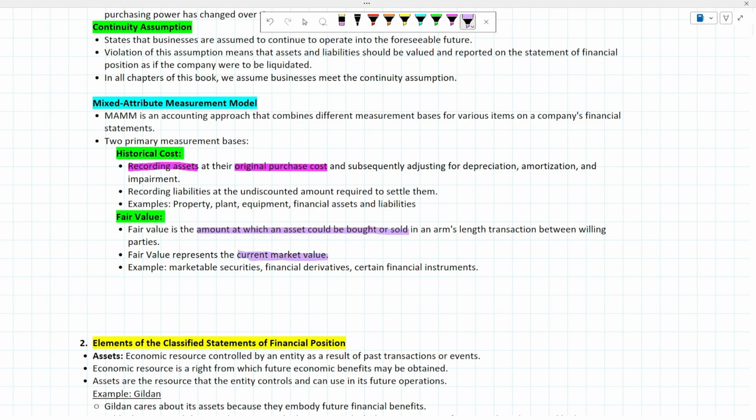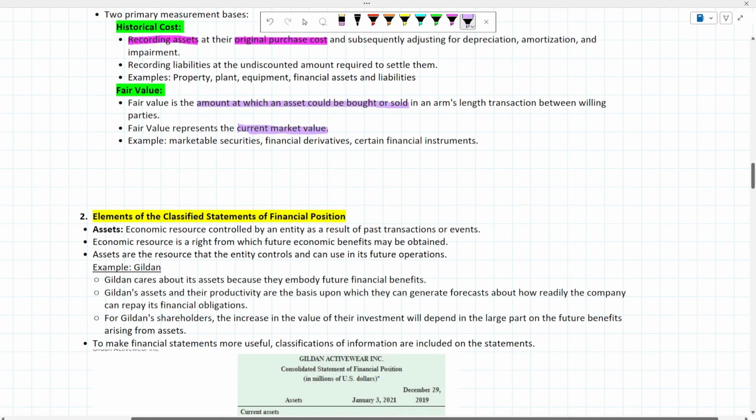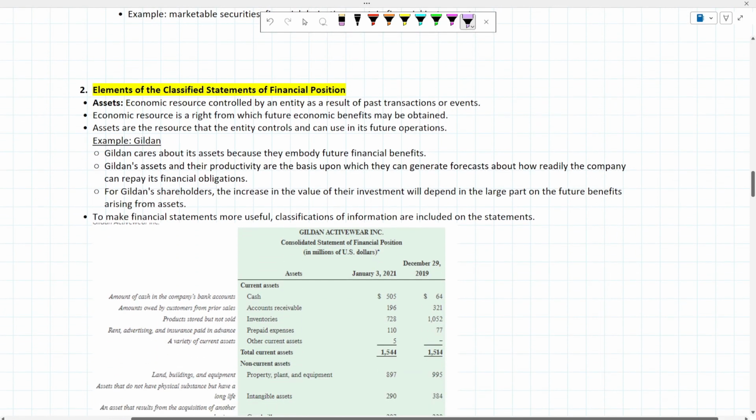So an example of this is marketable securities, financial derivatives, certain financial instruments. So 2, elements of the classified statements of financial position.